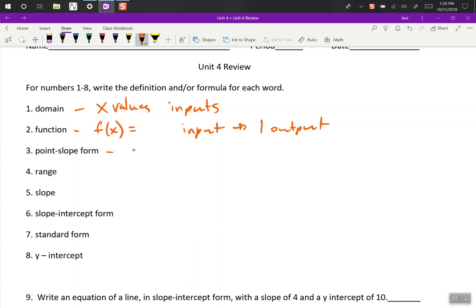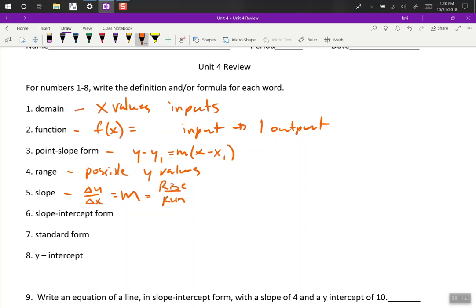Point slope form is y minus y sub 1 equals m times the quantity x minus x sub 1. Range is the possible y values. Slope is change in y over change in x. It's our m. Rise over run. Slope-intercept form, y equals mx plus b. Standard form, ax plus by equals c.